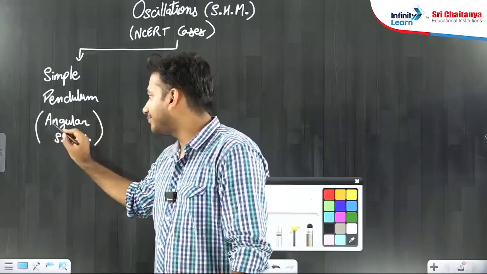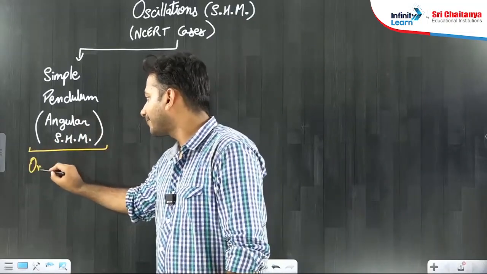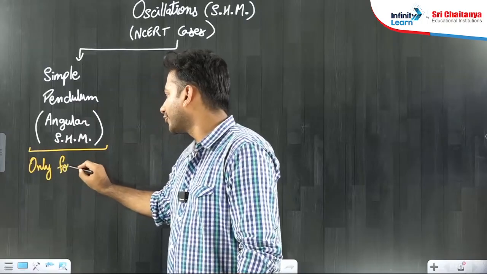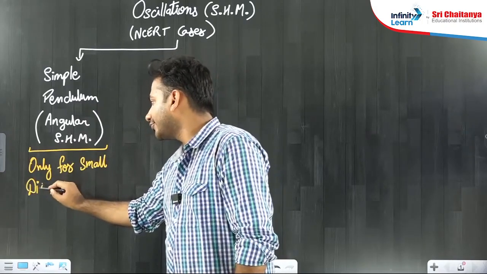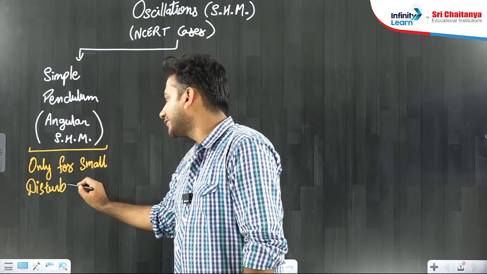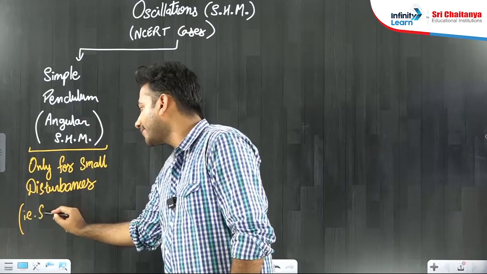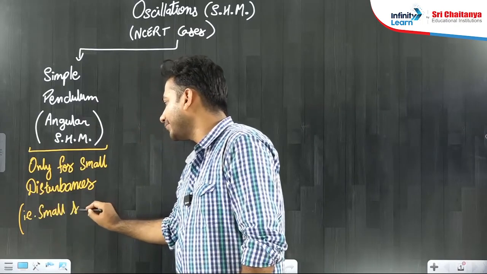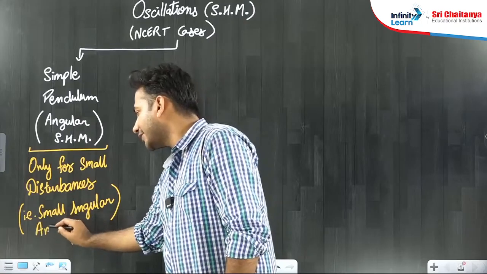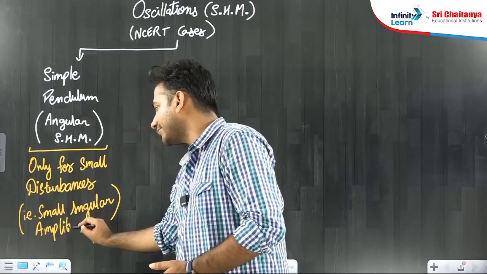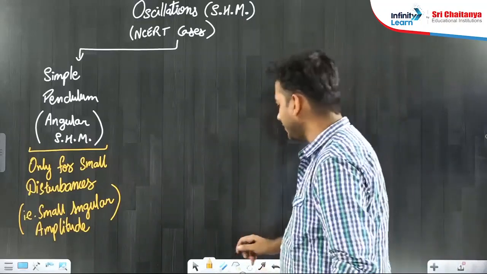But here this will be showing angular simple harmonic motion only for small disturbances, that is, you can say small angular amplitudes. Small angular amplitude, so that your small angle approximation will be valid, that is theta, sine theta and tan theta are approximately the same.